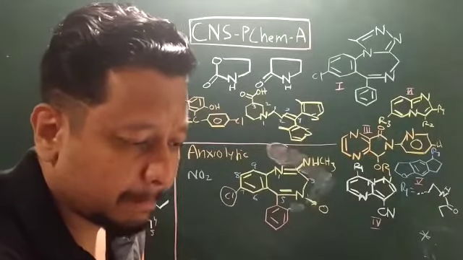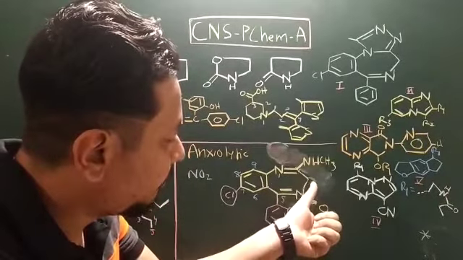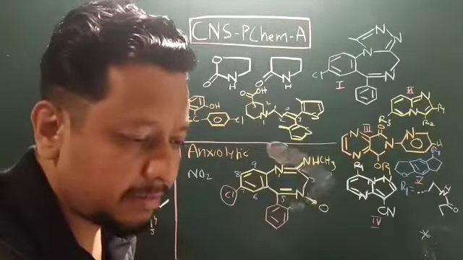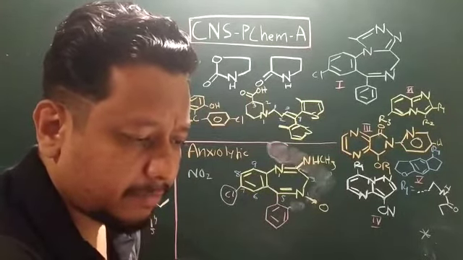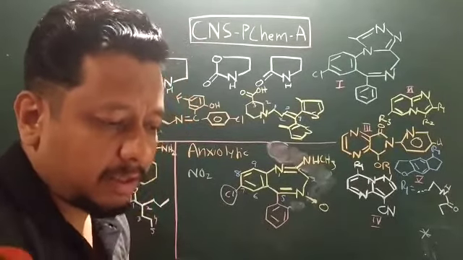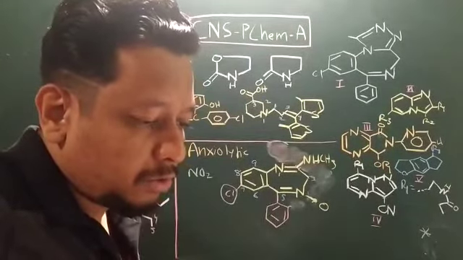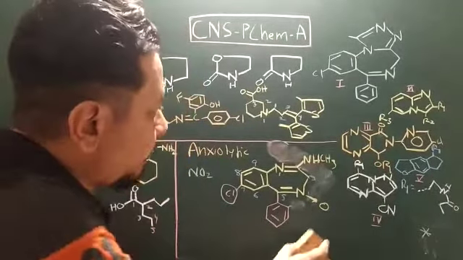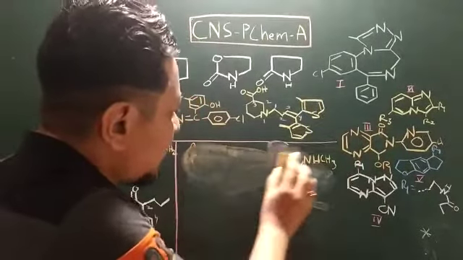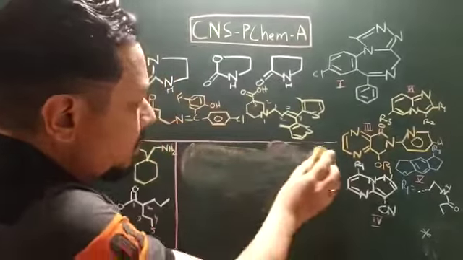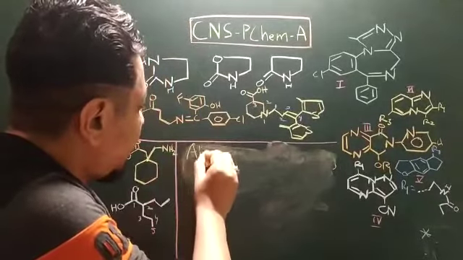Now temazepam is 3-hydroxydiazepam. So if diazepam has a 3-hydroxy, it will become temazepam, and it is contraindicated in ataxia. And oxazepam chemically is 3-hydroxy-nordiazepam. Now coming to the next diazepam analog that I have drawn over here, the first structure, an anxiolytic sedative hypnotic drug known as alprazolam.